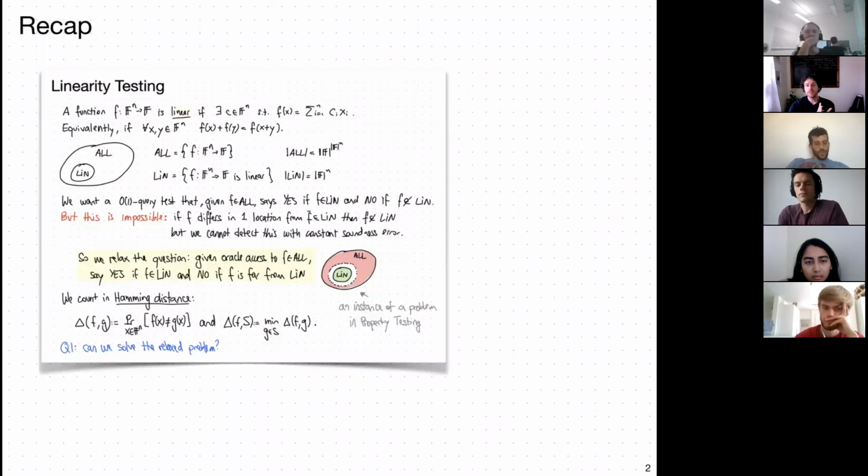And the reason why that seems impossible is because there can always be this chance that we don't probe a certain location, and that location would differ from linearity. So we focused on the notion of property testing, where the goal was to say, is this function linear, or is it far from being linear in fractional distance or Hamming weight distance?